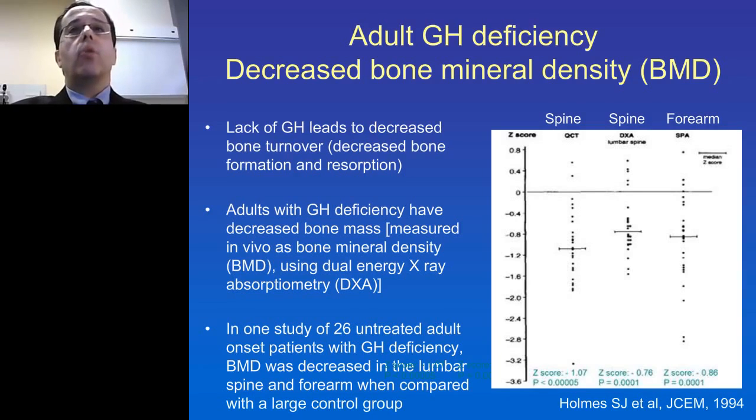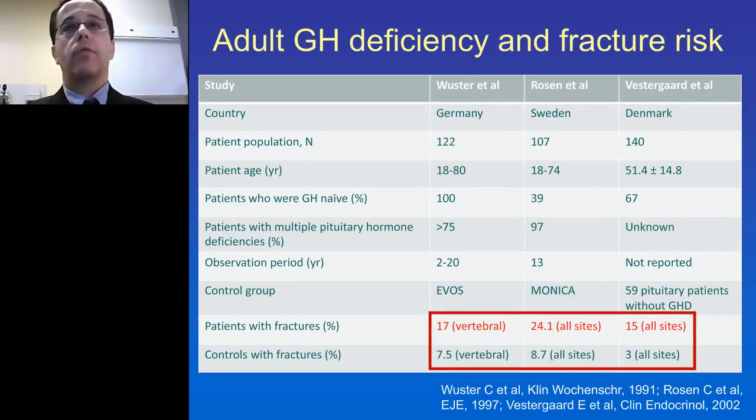And importantly, lack of growth hormone during adult life has been associated with an increased fracture risk. You can see that these are publications from 3 different studies, 3 different countries, wherein patients who were growth hormone deficient during adult life were compared either to the general population or other pituitary patients without growth hormone deficiency, and in all cases, the risk of fracture was significantly higher in patients with growth hormone deficiency compared to the control population.